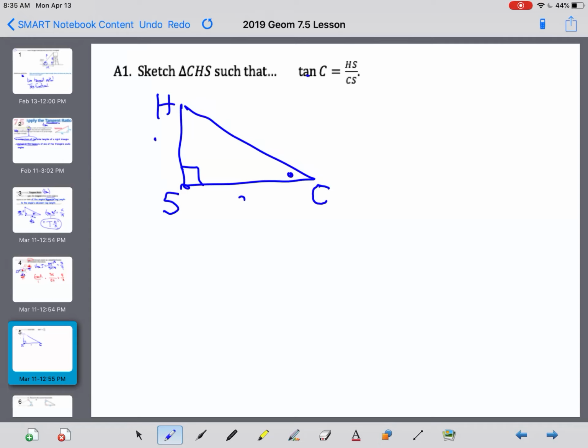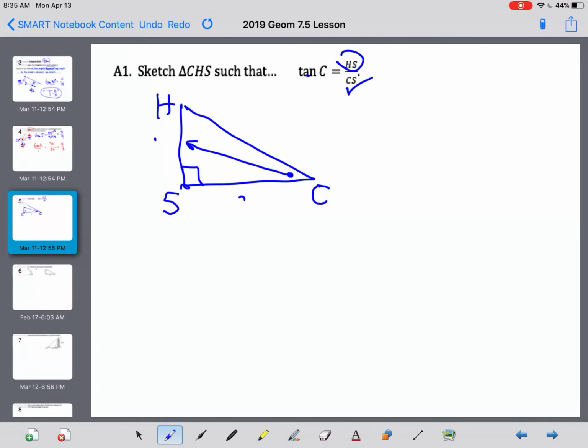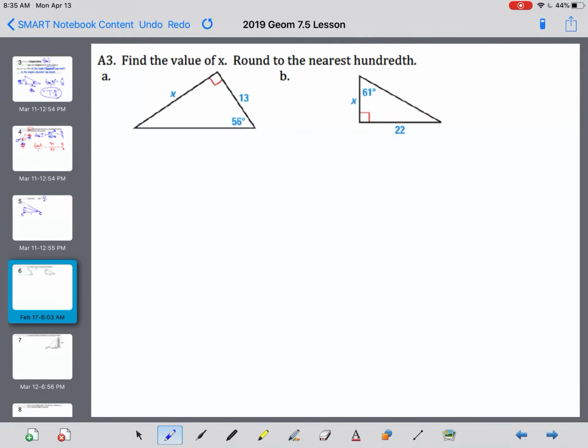So if I double check, here's my opposite, HS. That checks. And then SC or CS is the bottom, that checks as well. So we're good there. Kind of a strange problem. You won't see this problem too often. These are the guys that you'll see lots of, or a few.